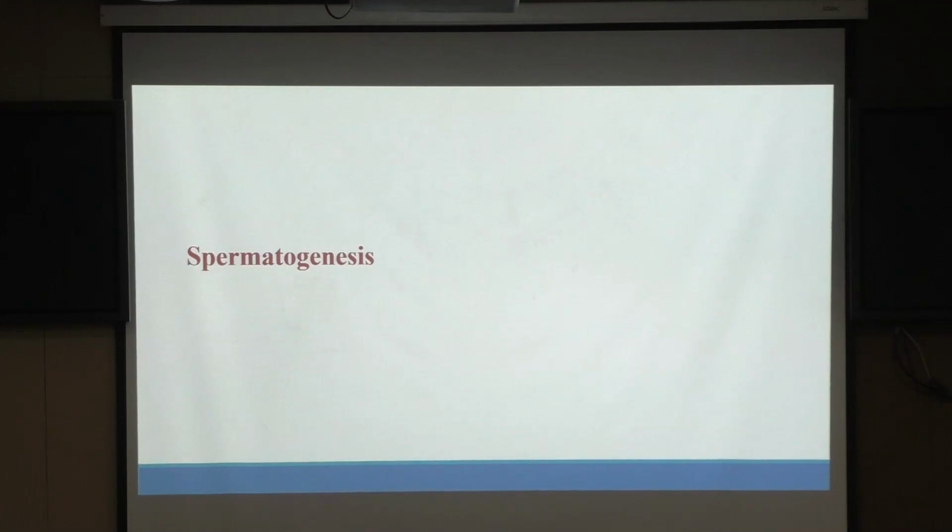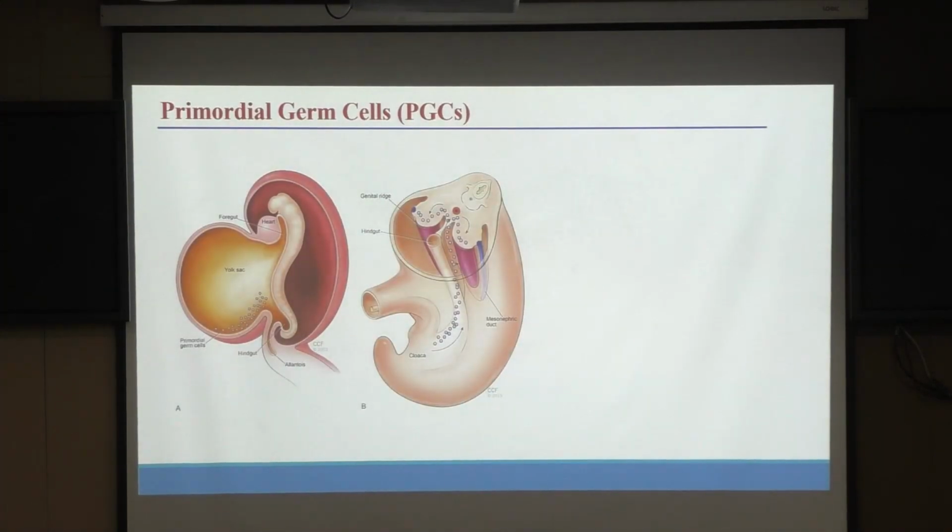Now, coming to spermatogenesis. So we target spermatogenesis and move on to oogenesis, and we'll see what the salient features happening in spermatogenesis as well as oogenesis are. Okay, fine.